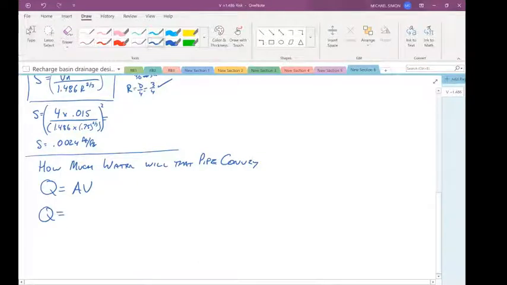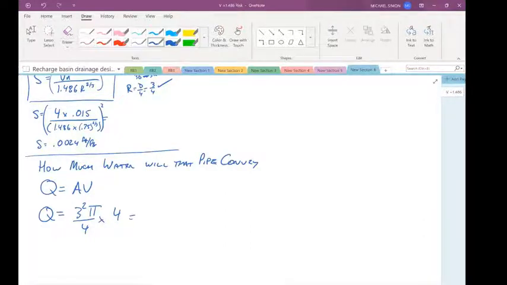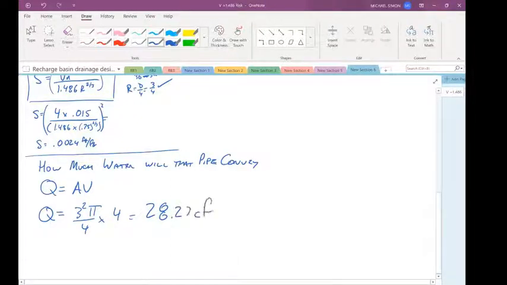Q is equal to area, and this is a 3-foot diameter pipe, 3 squared pi over 4, times my velocity. We set our velocity at 4. So my Q will be 3 squared times pi times 4 divided by 4. This pipe will handle 28.27 cubic feet per second. That's a lot of water. That's a 3-foot diameter slug of water coming out. It would be just massive volumes. So that's how much that water can handle.